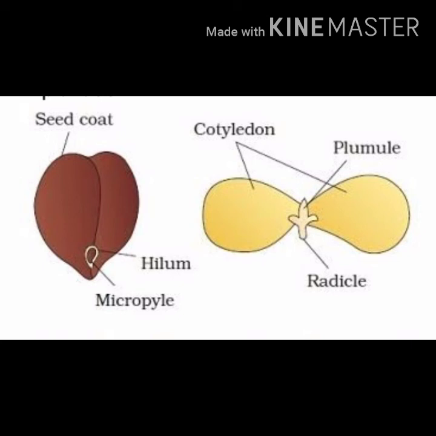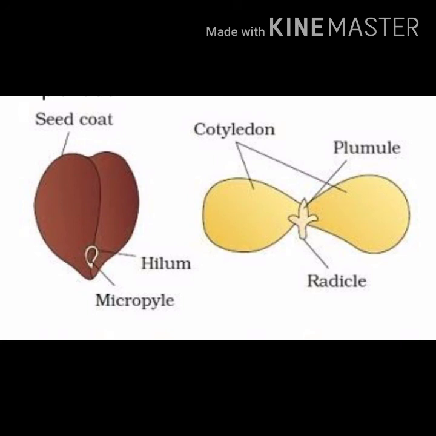Then what are the parts of a seed? When we break the seed coat of a seed, we can see two main contents inside. One is the cotyledon, the fleshy, white or cream colored part, and the other one is a small white structure called the embryo. The embryo is the baby plant, and the cotyledon is the food for the baby plant.